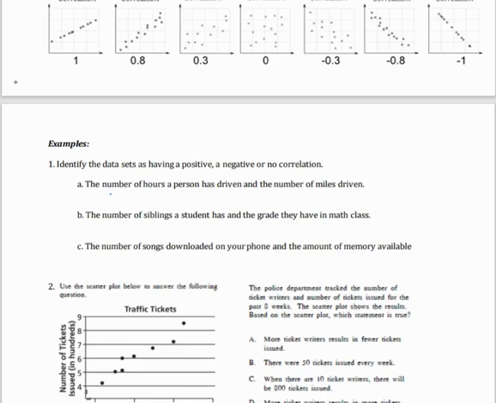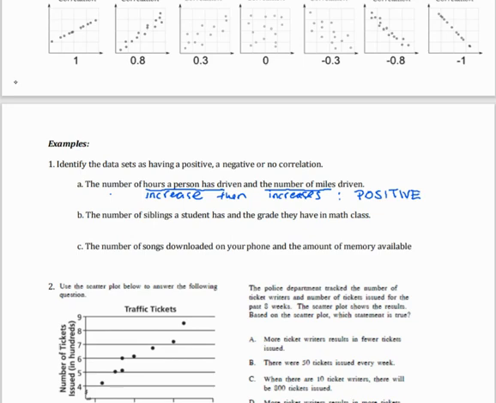So as the hours increase, the longer we drive, the number of miles also increases, right? So if this increases, then this one increases. So what does that mean? That means we're going to have a positive correlation. Okay, so the hours driven and the number of miles, they both increase, so we're positive. You try B and C.